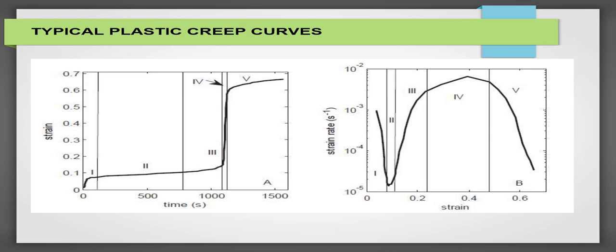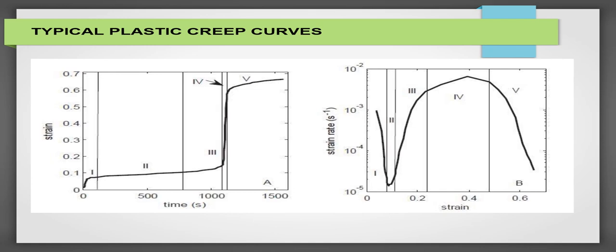The curves shown in this slide are for polycarbonate measured at 23 degrees Celsius, that is room temperature, and a constant stress of 64 megapascals. The creep curves are of two types, the strain versus time and the strain rate versus strain. For each of them, you have different stages of creep, stage 1, stage 2, stage 3, 4, and 5. At stage 1, the strain is increasing with time on the strain time graph, and at stage 2, the strain is fairly constant with time.